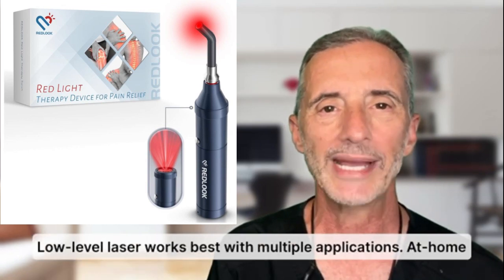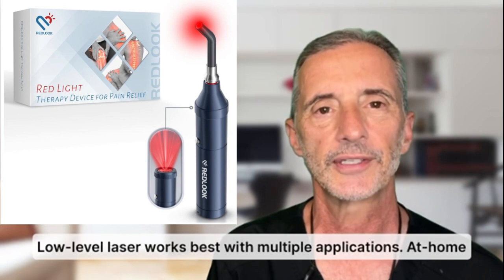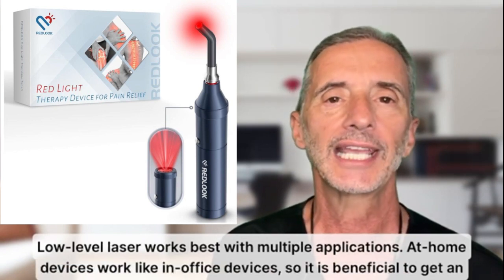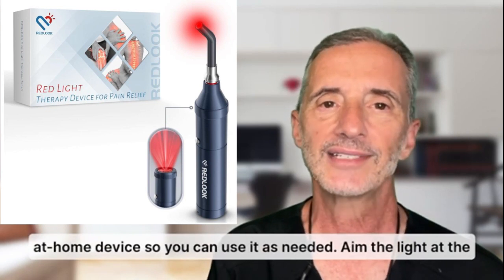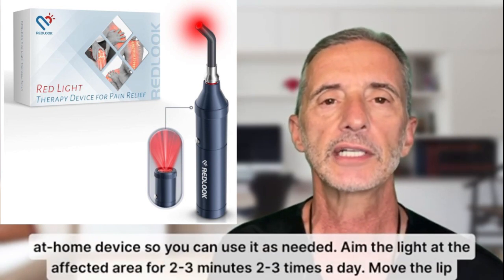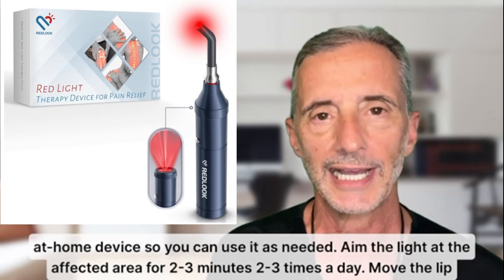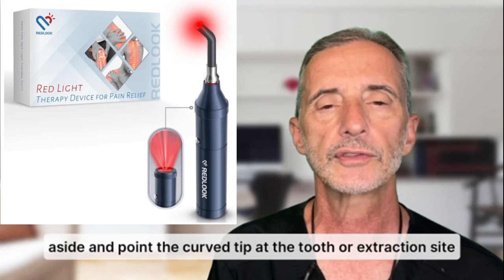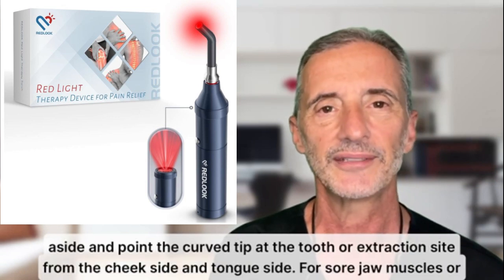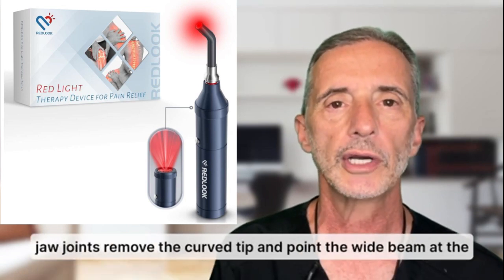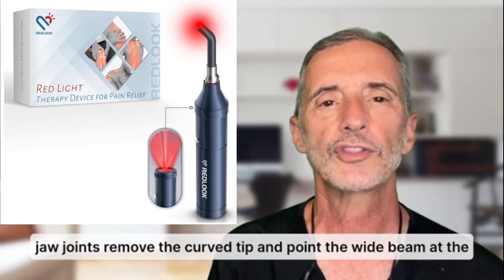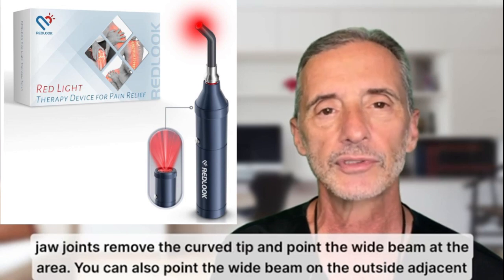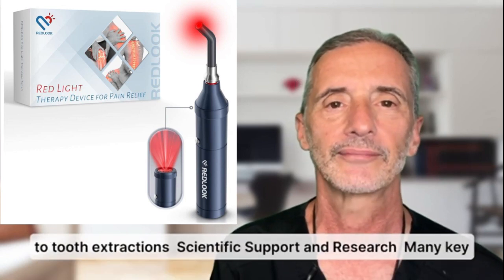Low-level laser works best with multiple applications. At-home devices work like in-office devices, so it's beneficial to get an at-home device so you can use it as needed. Aim the light at the affected area for 2 to 3 minutes, 2 to 3 times a day. Move the lip aside and point the curved tip at the tooth or extraction site from the cheek side and the tongue side. For sore jaw muscles or jaw joints, remove the curved tip and point the wide beam at the area. You can also point the wide beam on the outside adjacent to a tooth extraction.